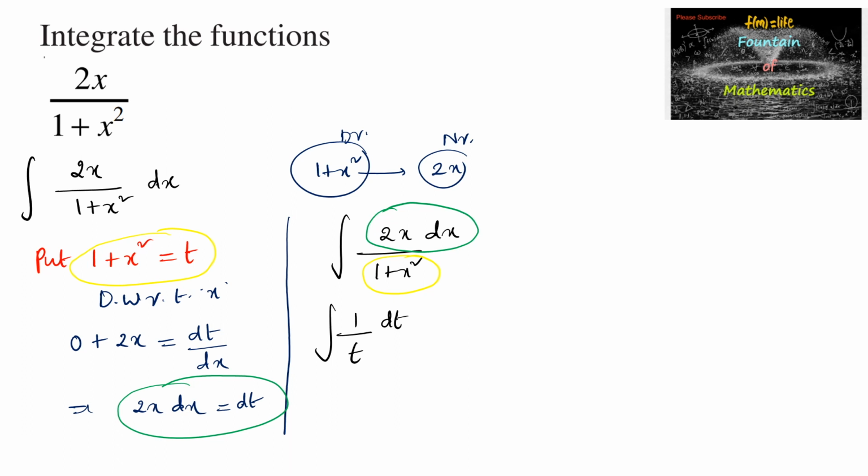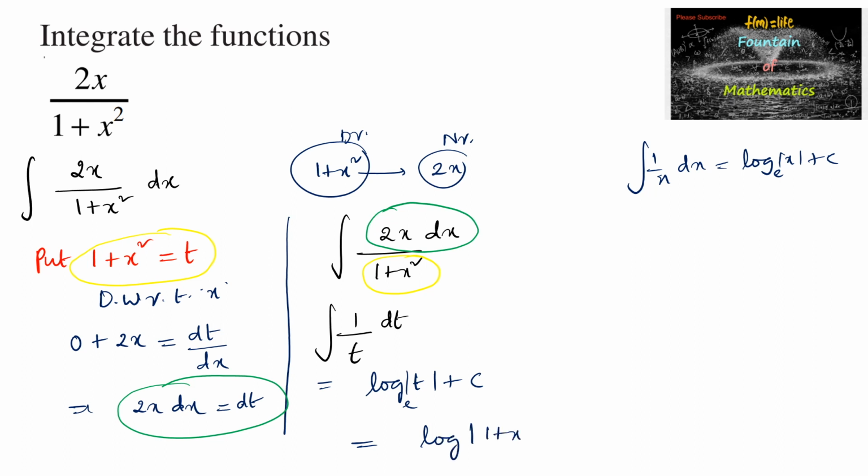We know that integration of 1 upon x dx is log x plus c. So we can write here log t plus c. And now again replacing t, t is nothing but 1 plus x square. So we can write log of 1 plus x square plus c to the base e is the answer. Okay.